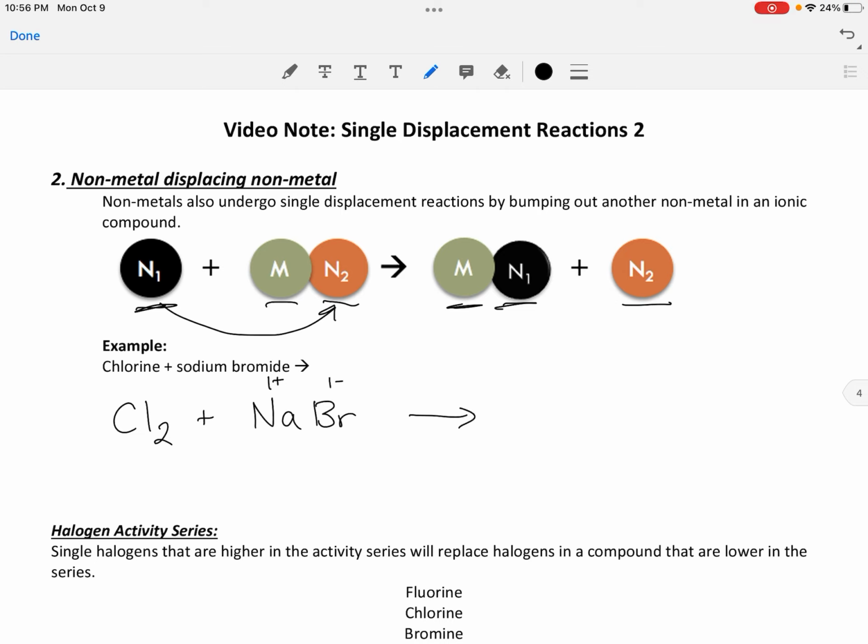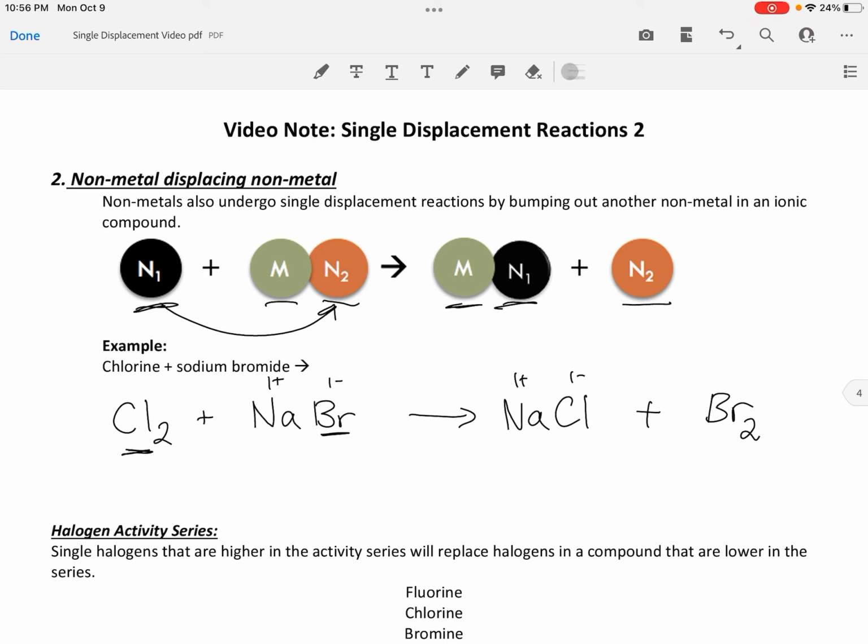That chlorine is a nonmetal. It sees the bromine nonmetal. It's going to bump that out and steal the sodium metal for itself. So we'll get sodium bonded to chlorine, sodium chloride there. Again, charge of +1, charge of -1, so the chemical formula is good. And the bromine gets bumped out on its own. Watch out though, bromine is one of your diatomics, so we need to make sure we write it as Br2. And that's how you do the displacement of a nonmetal displacing another nonmetal.